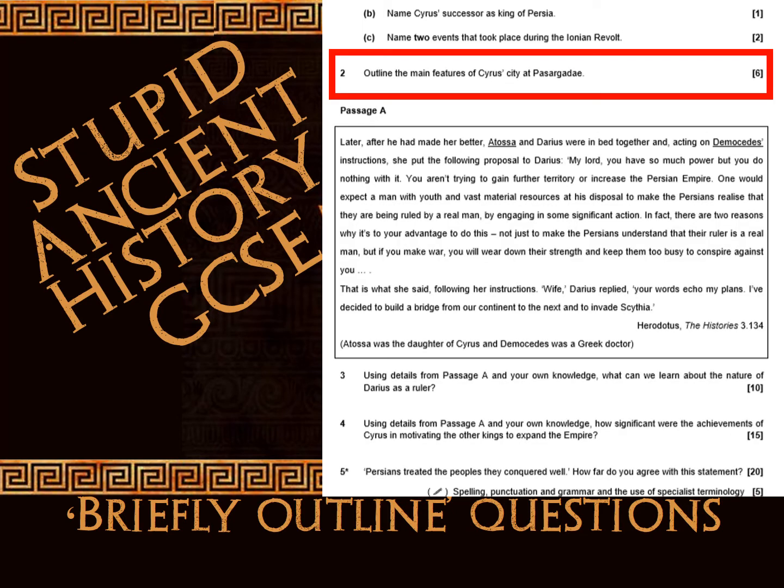And again, as always, let's have a quick look where we find these briefly outlined questions. You find them on the period study section of the exam paper, so the Persia section or Foundations of Rome. And there they are, question 2, right at the top after the 1-mark questions. This is effectively the first question you actually have to write an extended answer to.